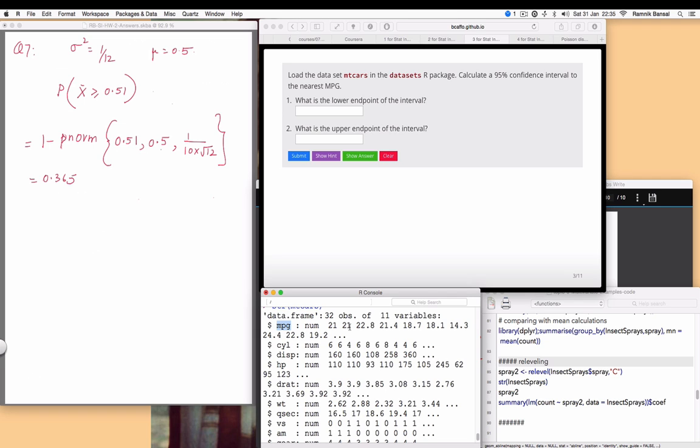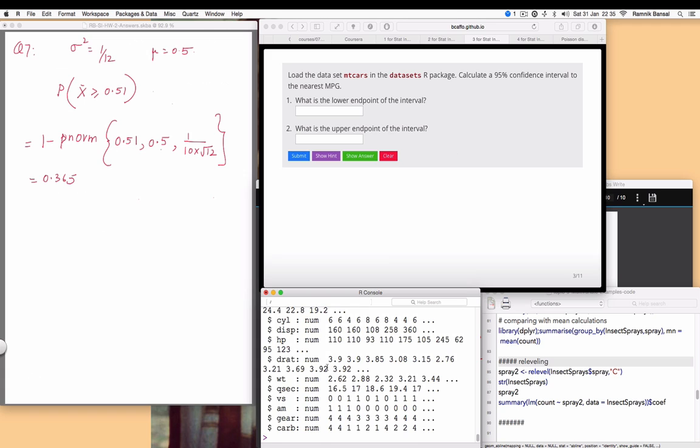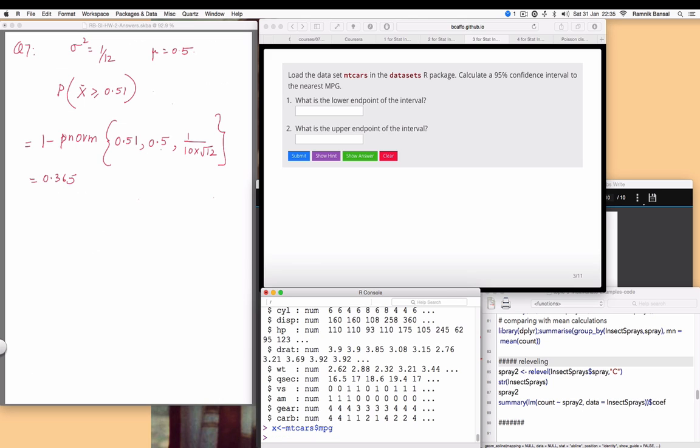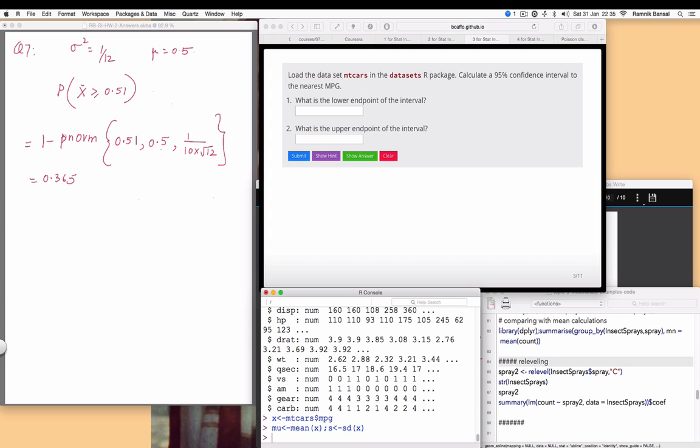So what we have to do first is calculate the mean and the standard deviation of this data. Let's say the X that I'm interested in is mtcars dollar mpg. I say my mu is equal to mean of x, 20.09, and my s, which is the approximation of the standard deviation, is sd of x.